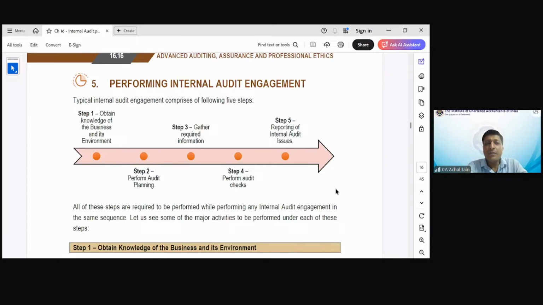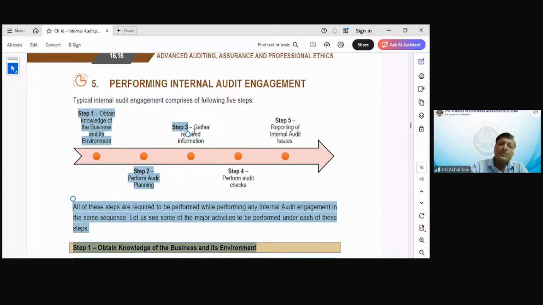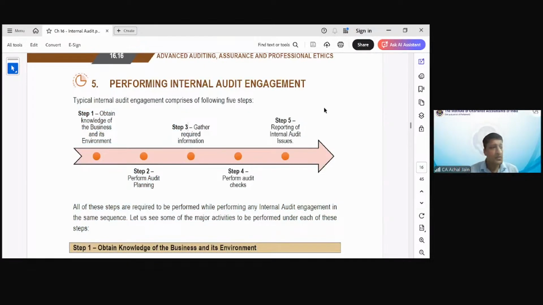Of course, the first step will be to obtain knowledge of that particular area, that particular process, that particular activity. Try to understand the policies and procedures attached to it. What are the risks involved? What are the controls which have been put in place? And that's how you plan the audit. And then, of course, pick up the required information, perform the audit procedures, and do the reporting. So we can say broadly, these are the 5 steps which you will find in any audit. Yes or no? And the same goes with the internal audit.